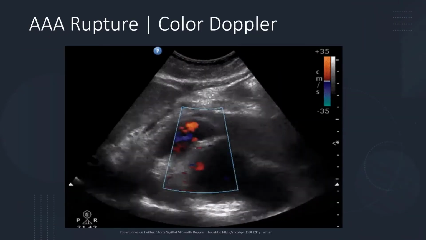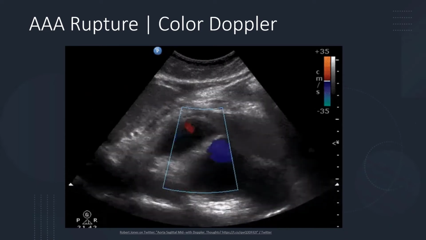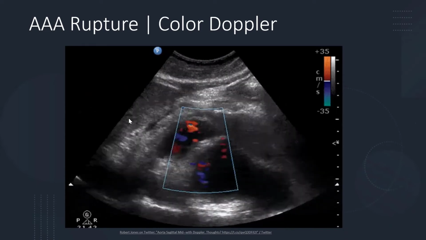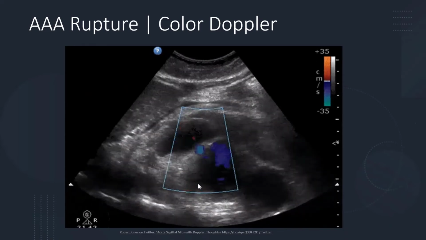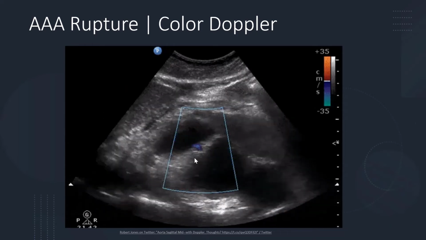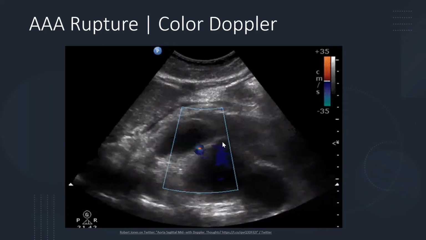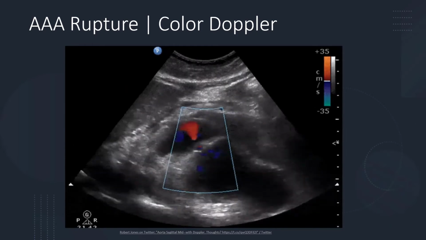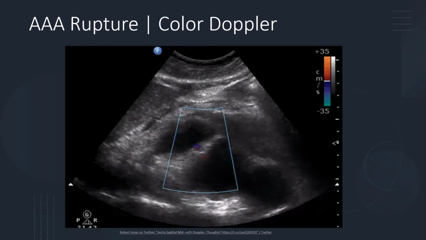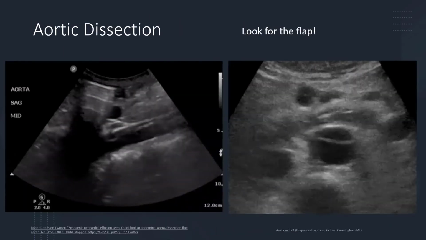Here's another example of a AAA rupture. This is with color flow being thrown on. So this is a sagittal view of aorta. You can see some of the liver here, aorta transversing down here, a large aneurysm right here, and then you can see the pulsatile flow through the wall of the aorta into the abdomen itself. So it's always good to remember that you can use color flow if you're ever not entirely sure what you're looking at. Next up, we have an aortic dissection.